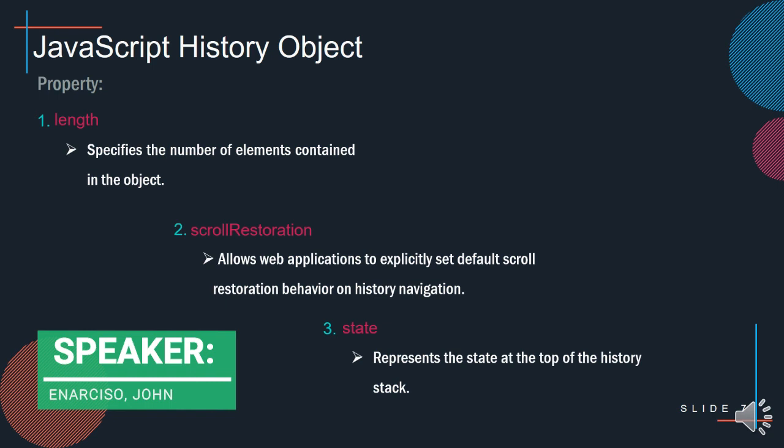The length property is used the most because it returns the number of URLs in the history list of the current browser window. It is useful to find out how many pages the user has visited in the current browsing session.